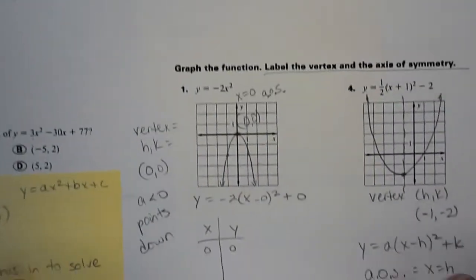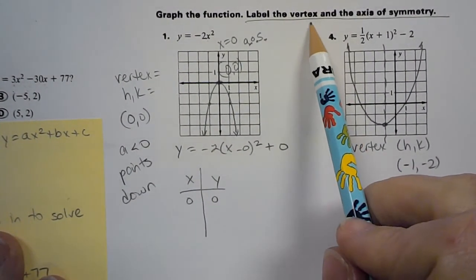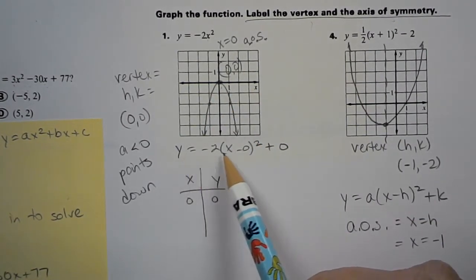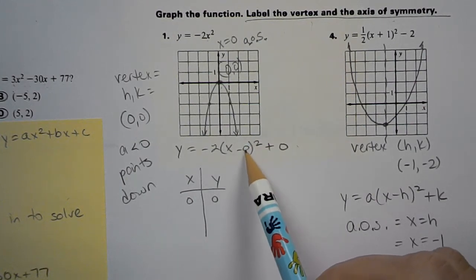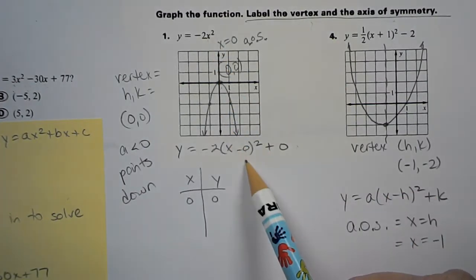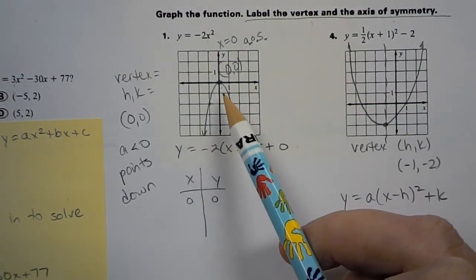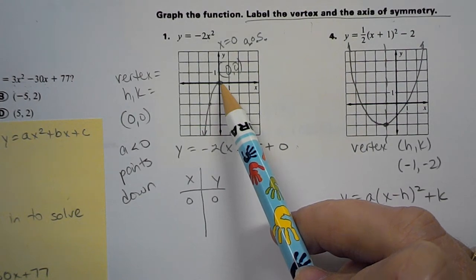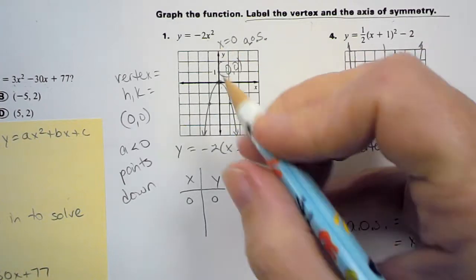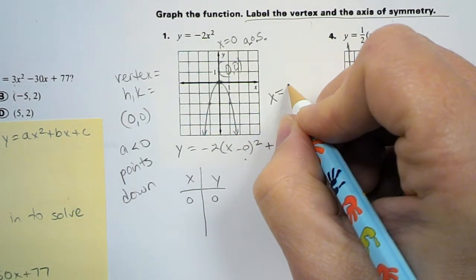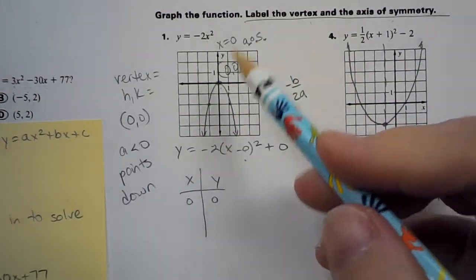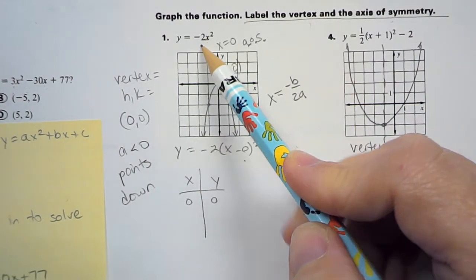Okay, to graph these functions, you want to label the vertex and the axis of symmetry. So the first thing you do when you graph the function is, this one happens to be in the right format. So you can find your vertex by looking here and here. All I did was rewrite this in this form. Okay, so I know that my origin is my vertex. My axis of symmetry is whatever the x value is for that origin. You could have also used x is equal to negative b over 2a to find out that value. It doesn't really matter. And you know it's pointing down because your a is a negative value.